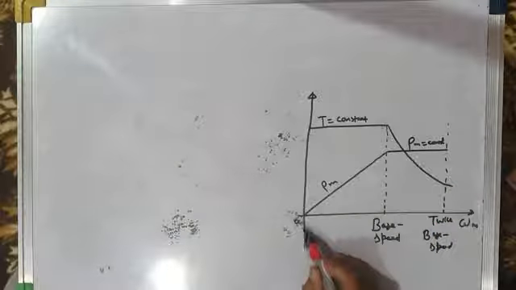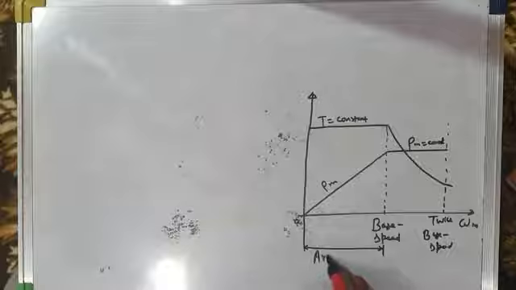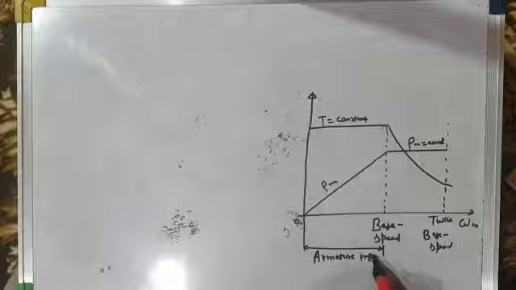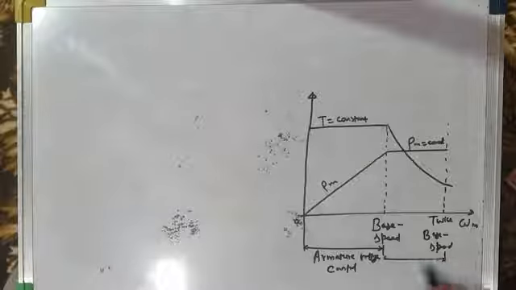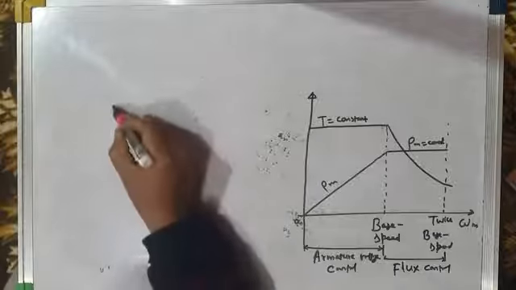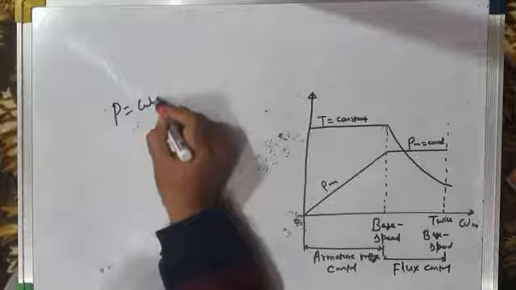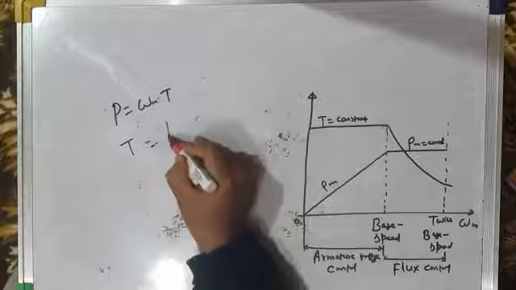So if you want to get speeds from 0 to base speed, which speed control method do you use? We use the armature voltage control method. I will write here armature voltage control. And if you want speeds above base speed, which method do we use? We use the flux control method or field control method. Now we know that power is equal to omega m into T, right? We already know this, and T is equal to P by omega m.